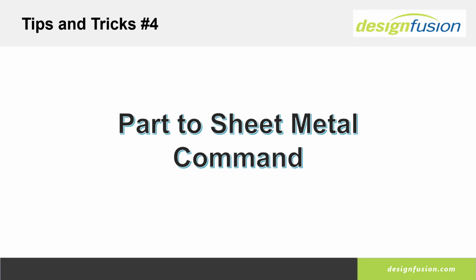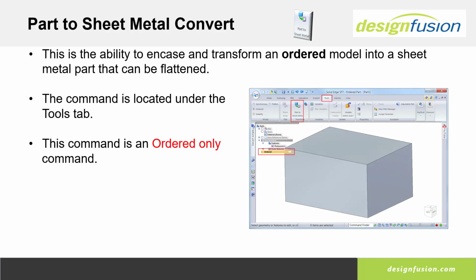For tip number 4, we'll look at the part to sheet metal command. This gives you the ability to encase and transform an ordered model into a sheet metal part that can be flattened. So for example, if I have this box here, I can actually build a sheet metal box around it. This command is located under the Tools tab. It is an ordered only command. It only works in the ordered paradigm.